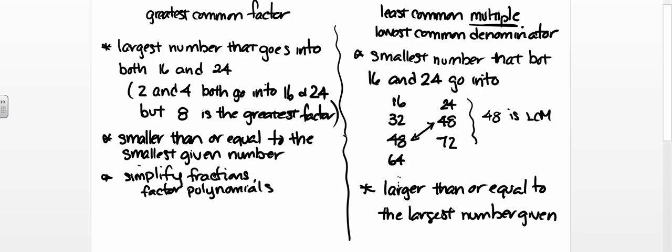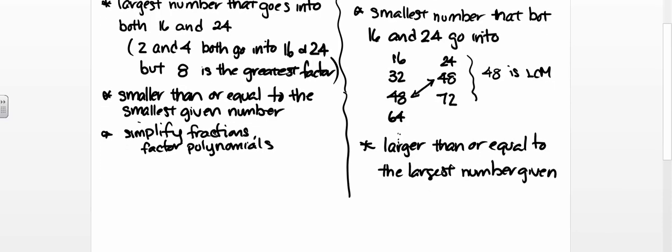And we're going to be asked to find an LCM, or least common multiple, for adding and subtracting fractions, right? For adding and subtracting fractions, we're going to need to find a common denominator.